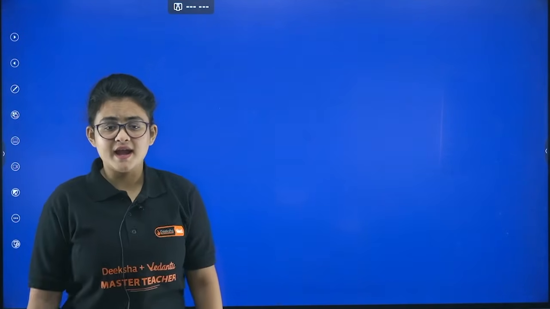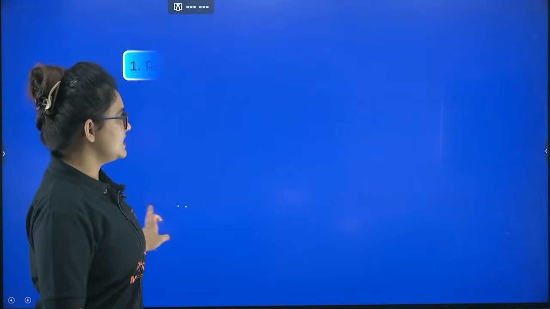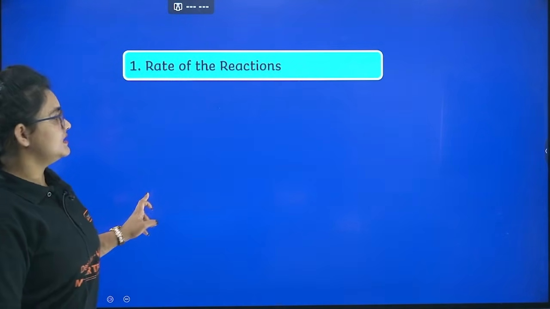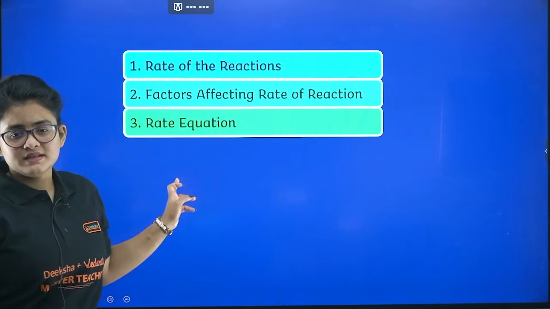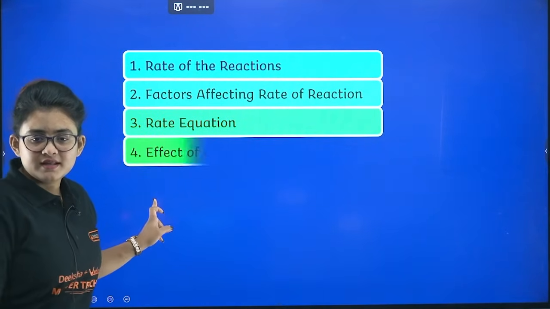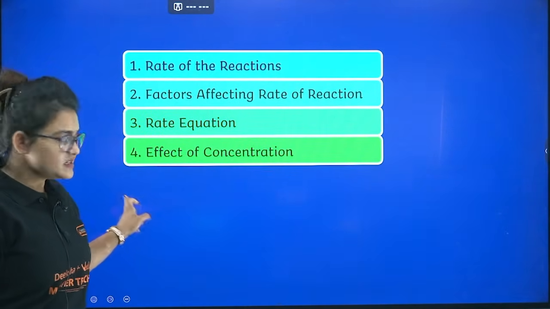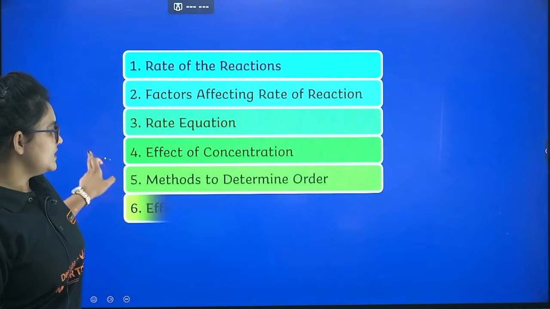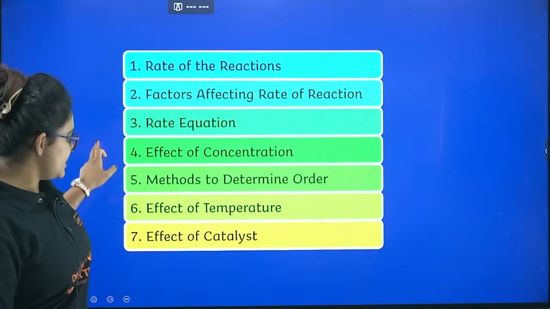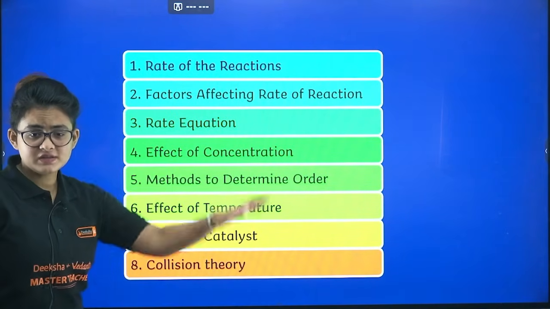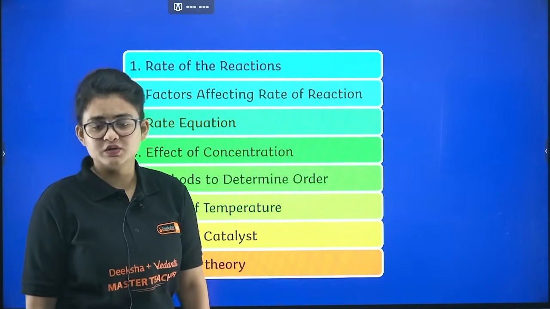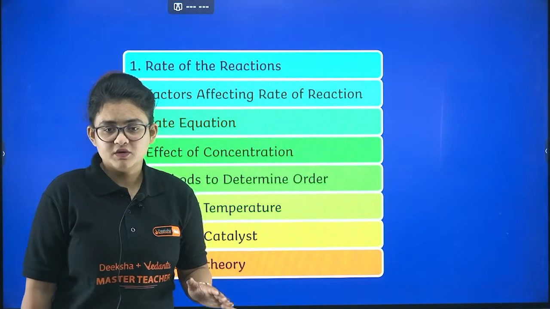In this particular chapter, kinetics, first we will study the rate of reaction, then factors affecting the rate of reaction, then the rate equation. Then we will proceed with the effect of concentration, methods to determine the order, effect of temperature, effect of catalyst, and at the end collision theory. These are the topics we are going to cover in this session.